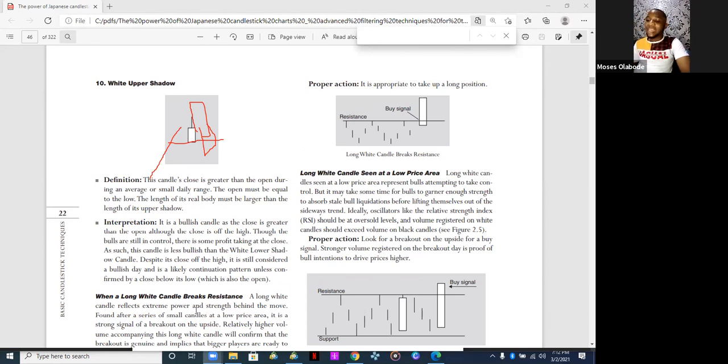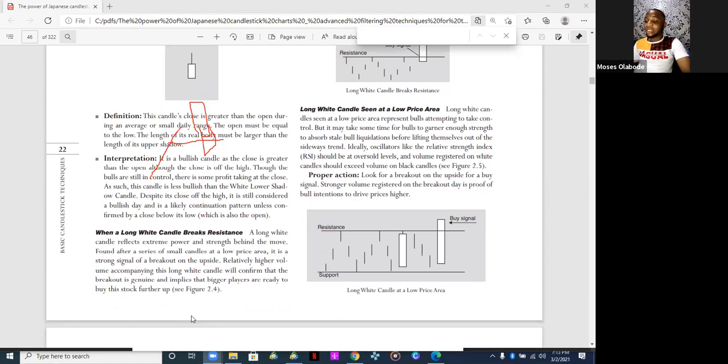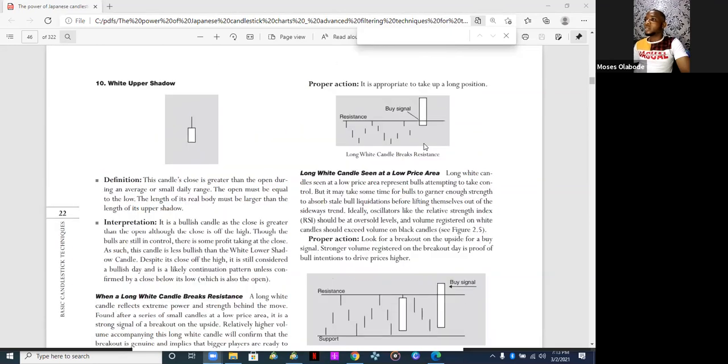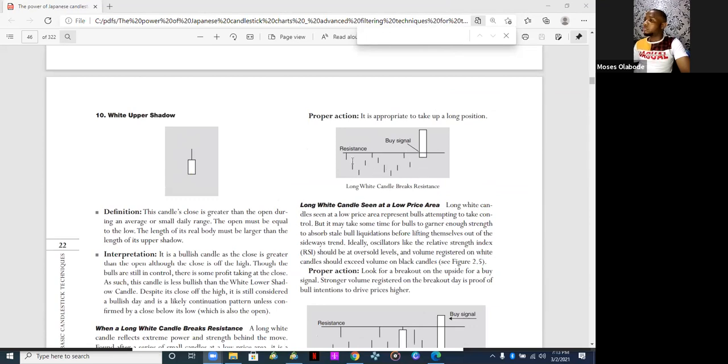So when a long white candle breaks resistance, a long white candle reflects extreme power and strength behind the move. Maybe the market is trying to consolidate around somewhere here, and after a certain move or a consolidation, a long white candle breaks it. It has a strong move implication. Found after a series of small candles around here, it is a strong signal of a breakout to the upside. If another bullish candle forms above it, it is a real buy signal. A strong candle after a consolidation is a straight win for you. It's a trade.